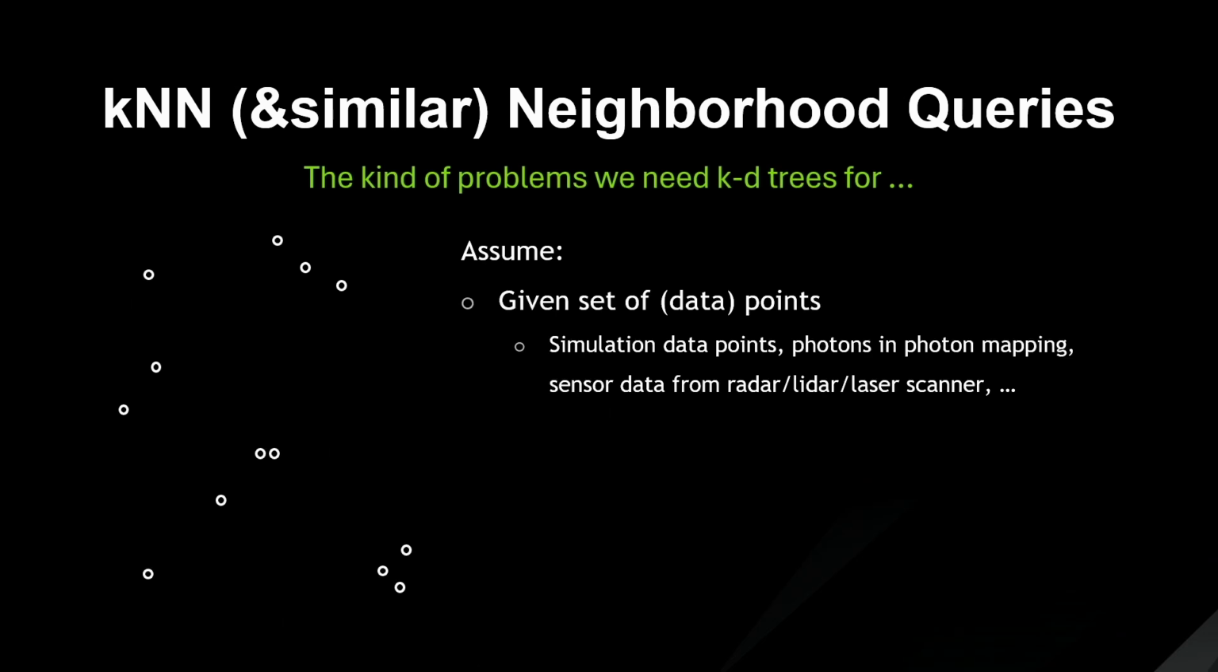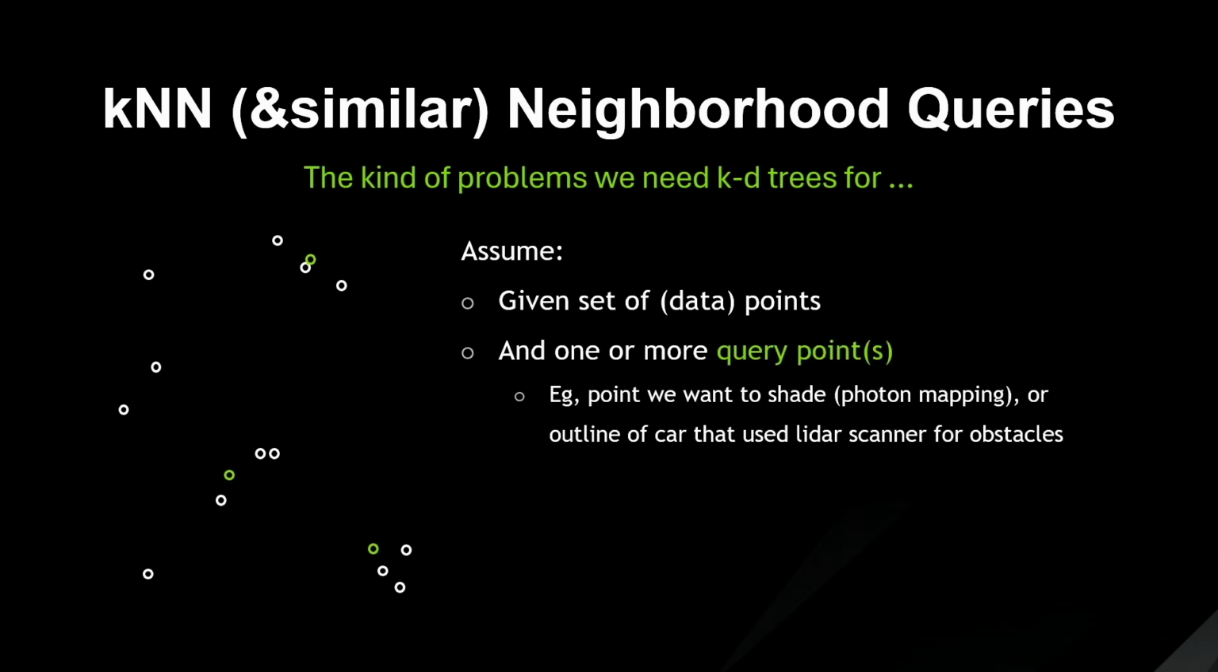But generally we're talking about a set of points, data points. Those could be coming from a simulation in an HPC code. They could be photons and photon mapping. They could be from a car that has a LiDAR sensor and on the fly generates sensor points. Anything like that, that's the input data points. And then we have another set, one or more so-called query points, and those are the points that we want to answer the question of KNN queries for.